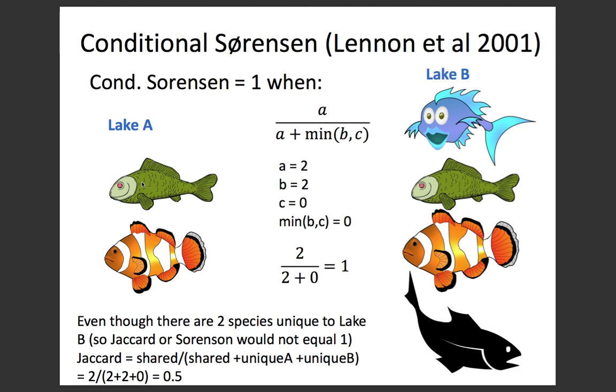But this value here, by taking the minimum of the 2, would allow it to equal 1. So if we use this index of A over A plus the minimum of A or B, in this case it would be 2, we can arrive at 1. So this is the conditional Sørensen. I think it's also called the beta sim index sometimes.